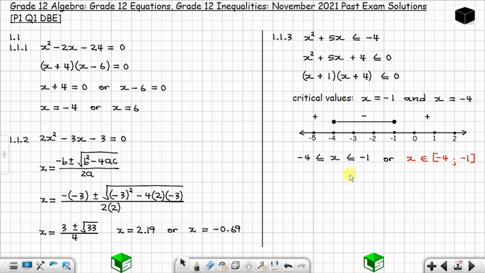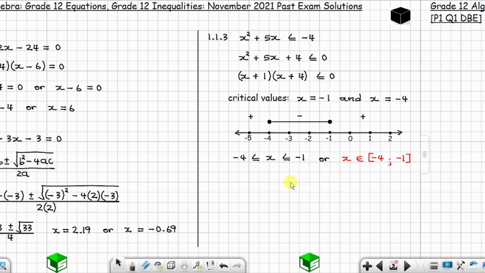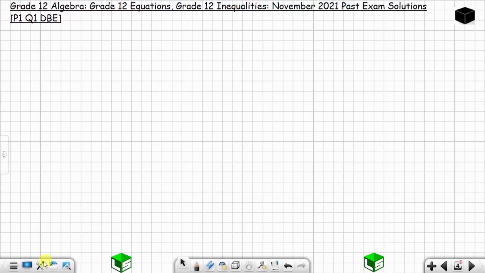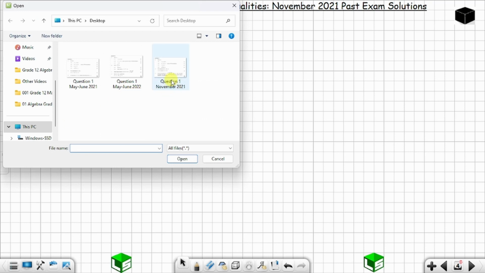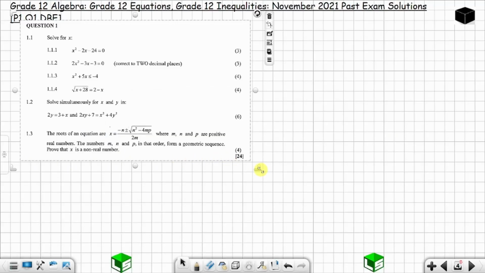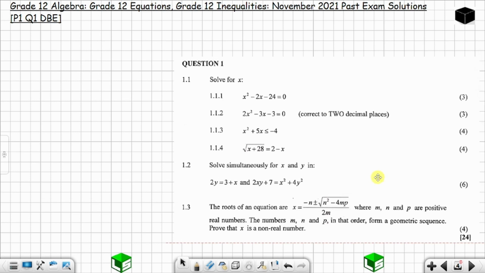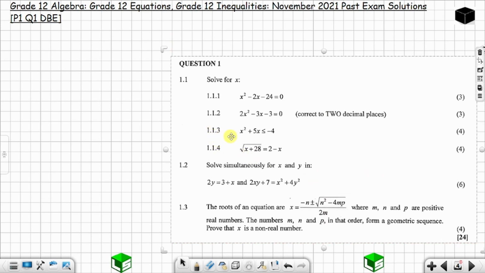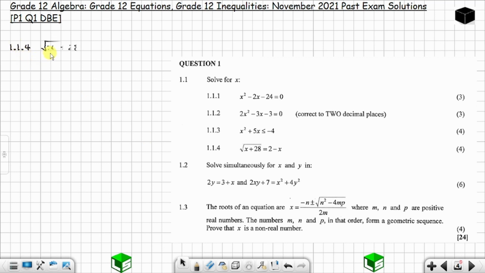Okay, let me do the next question on the next slide. Okay, let me get the question again. It's question 1 from November 2021. This is the question. Okay, so we are done with 1.1.3, this one. Now we are going to solve 1.1.4. Okay, so this is the question.